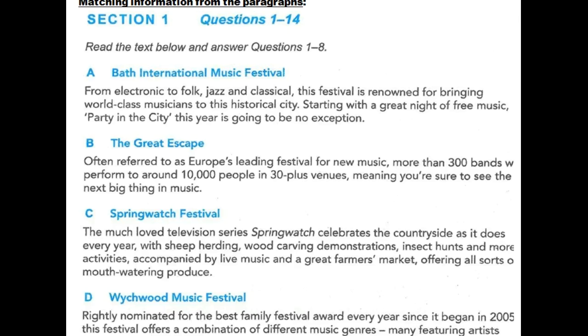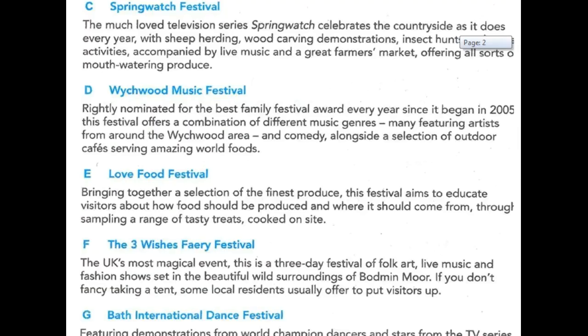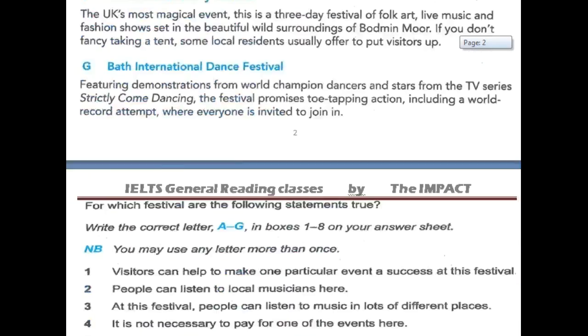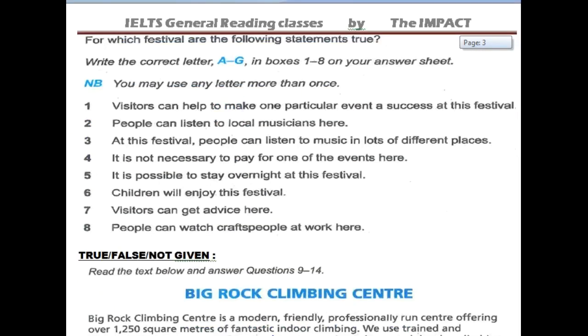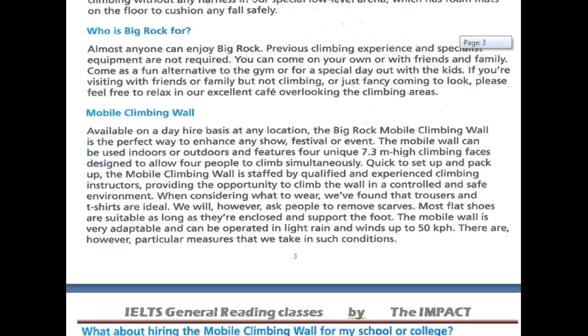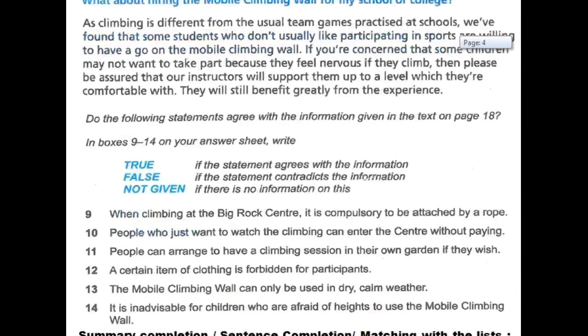So you can see here. Now this is the example of section 1, and this is a short passage. So you can see the length of the passage. So this is the length of the passage, right? And this is the question. Another example, you can see the short passage and there are questions.